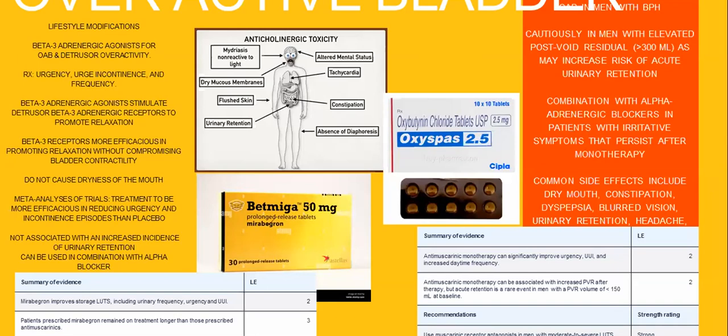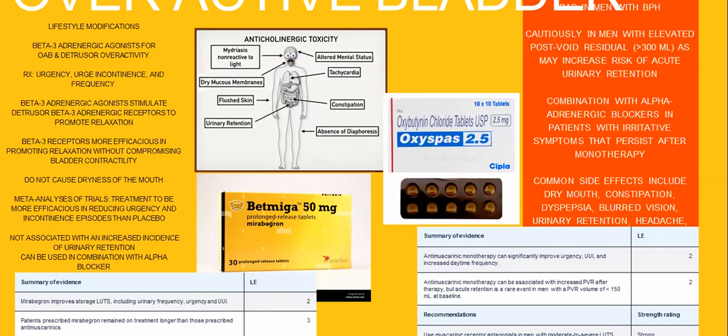Meta-analysis of trials have found mirabegron treatment to be more efficacious than placebo in reducing urgency and incontinence episodes, and they support the use in men with common BPH. They weren't associated with an increased risk of urinary retention. However, blood pressure monitoring should be done as they can raise blood pressure. Vibegron has been shown to reduce micturition, urgency episodes, urge incontinence, and increase the volume per micturition without risk of hypertension or need for titration.